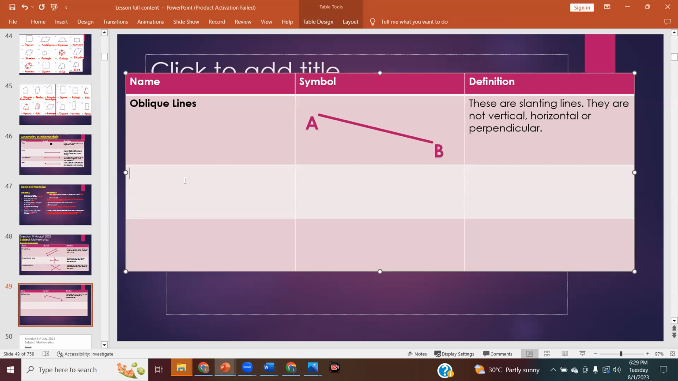So the next one is obviously the vertical lines. And vertical lines, what can we say about vertical lines? They go up and down. Very good. They go directly up and directly down. So this line is vertical. It's a straight line that goes up and down. So does this line AB.